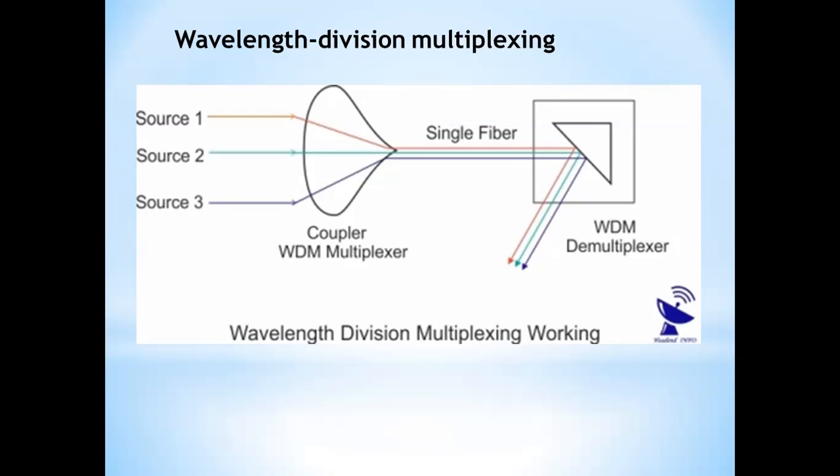DWDM. The long form of DWDM is dense wavelength division multiplexing. It can multiplex a very large number of channels. The spacing between adjacent channels is small. Efficiency of DWDM is higher than WDM.